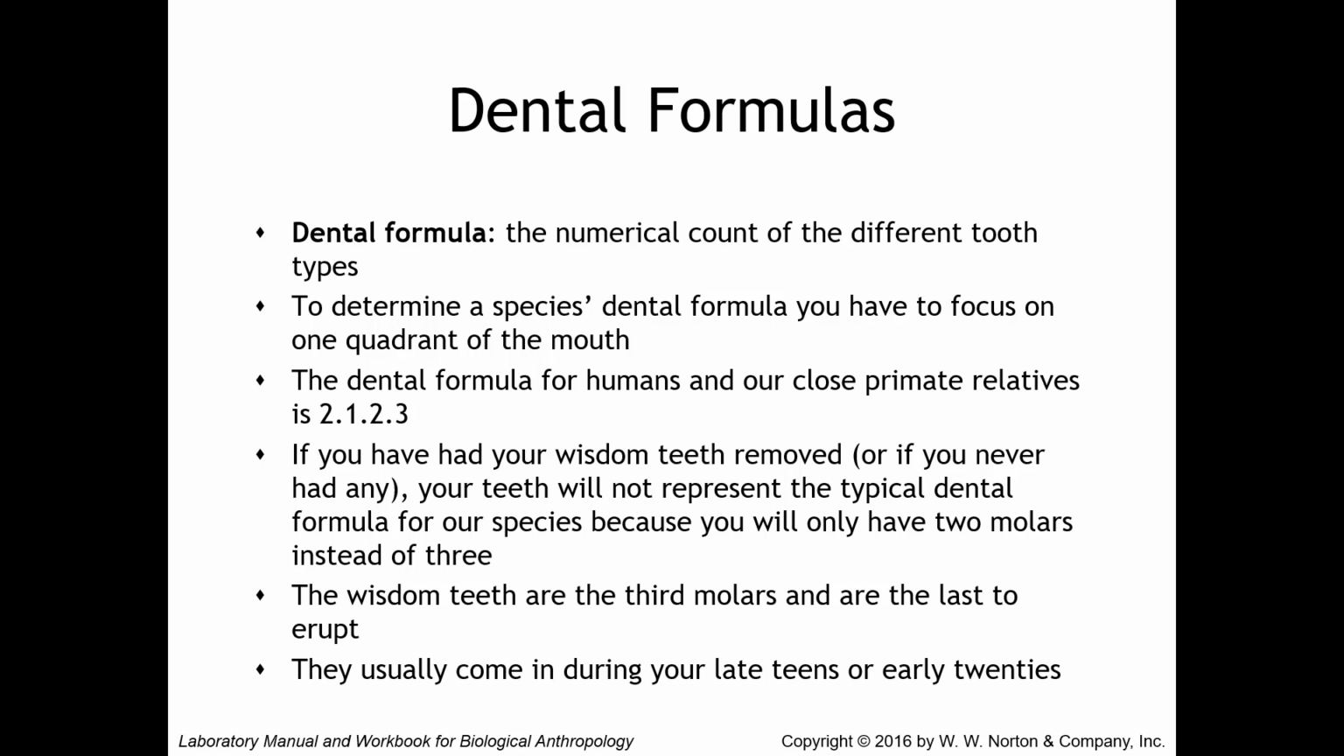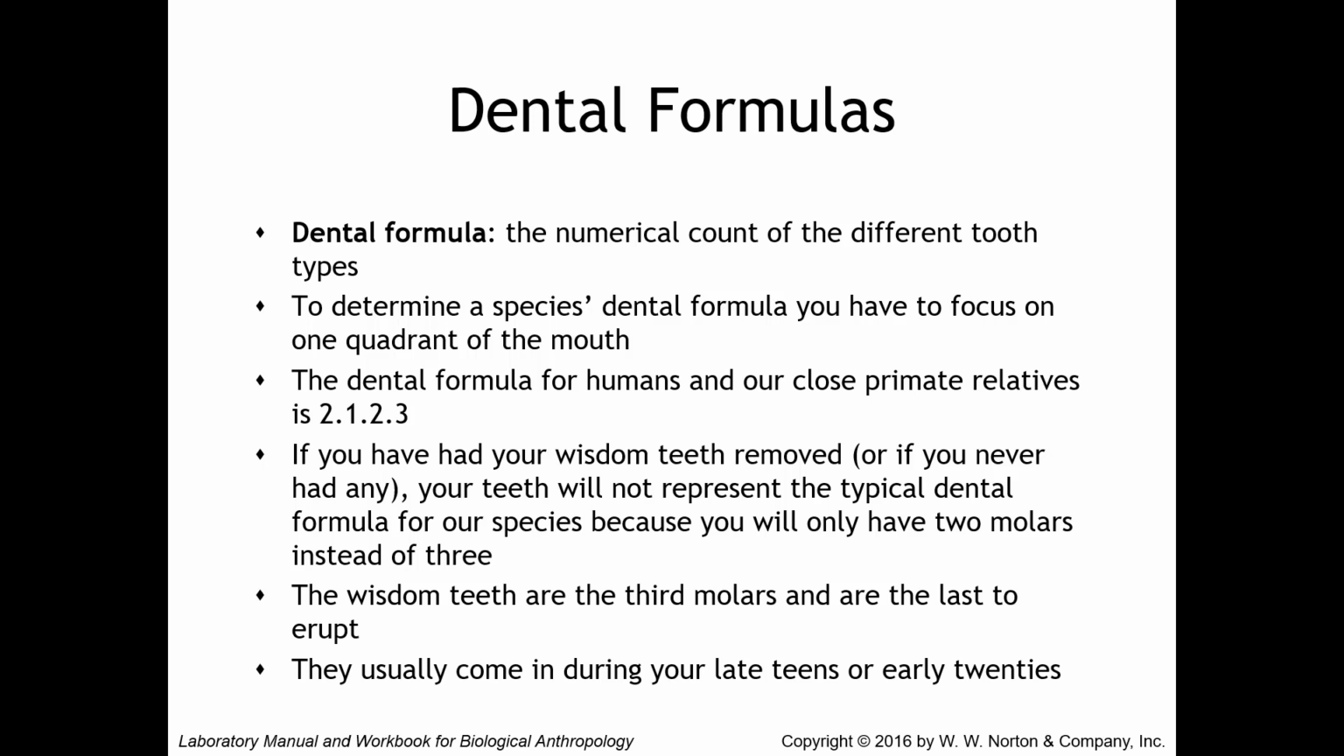The wisdom teeth are the third molars, and they're the last to erupt. They usually come in during your late teens or early 20s. As a species, we tend to have 3 molars in each quadrant of our mouth, but again, they come in later and a lot of people have them removed, right? It's increasingly becoming more common, especially if we have access to dental care, right? And usually this is done because there is not enough room in our mouths to accommodate them.